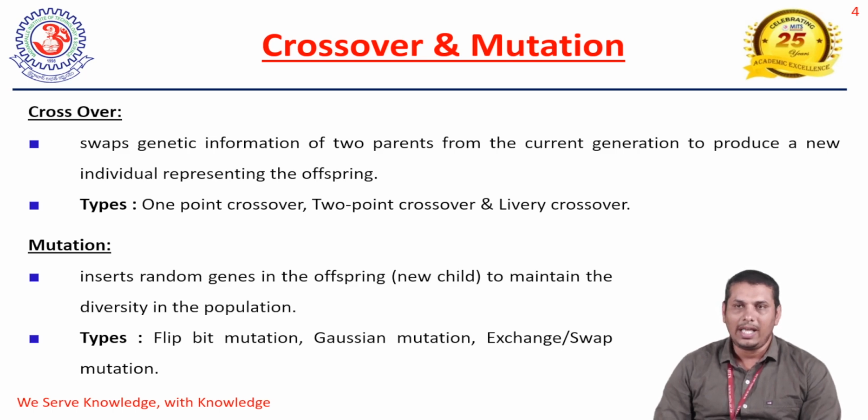Here we have different types of crossovers. We call them one point or single point crossover, two point crossover, and Livery crossover. In one point crossover, one piece of information from one parent, the mother, and one from the father get replaced by some other value, and it produces a new set of values. It is similar to a union operation in mathematics.